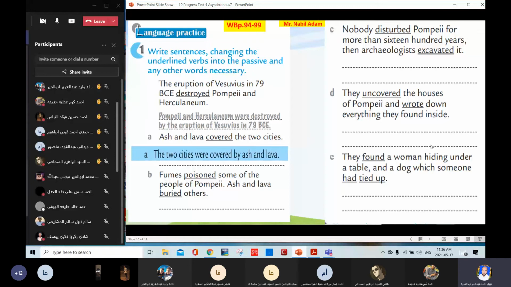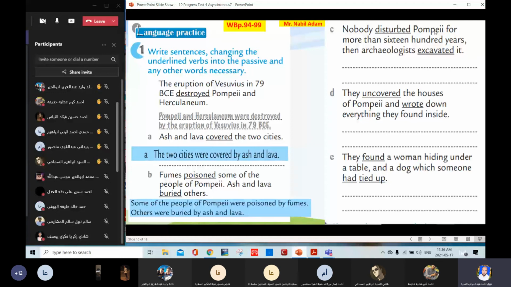Some of the people of Pompeii were poisoned by fumes. Others were buried by ash and lava. Very good. Others were buried. So some of the people of Pompeii were poisoned by fumes. Others were buried by ash and lava. Very good. Thank you, Ahmed. Okay.